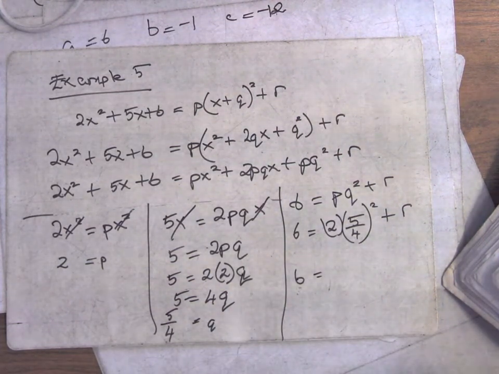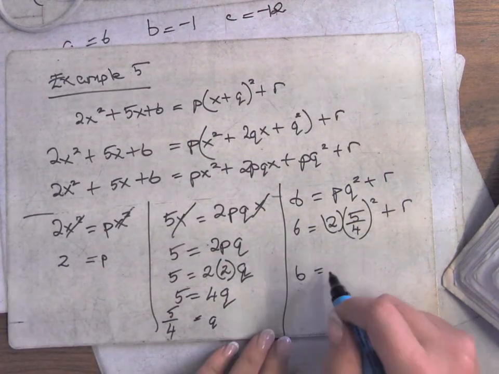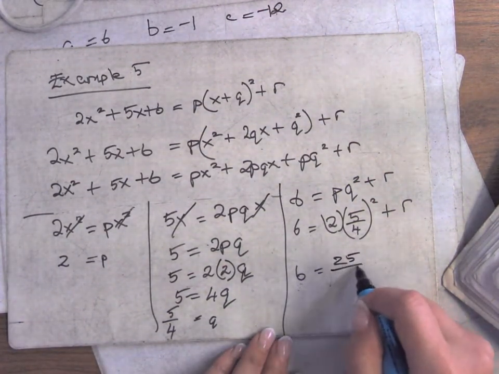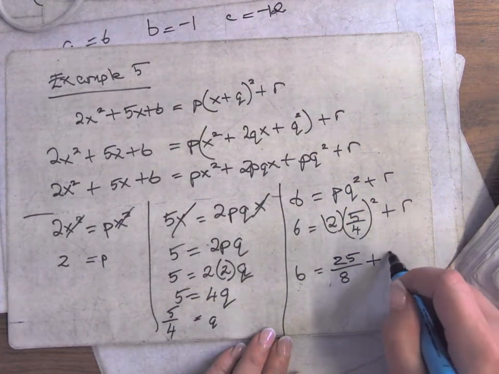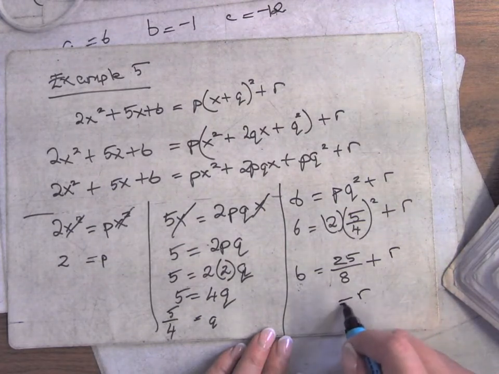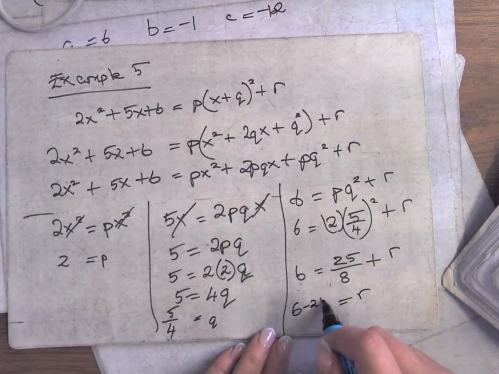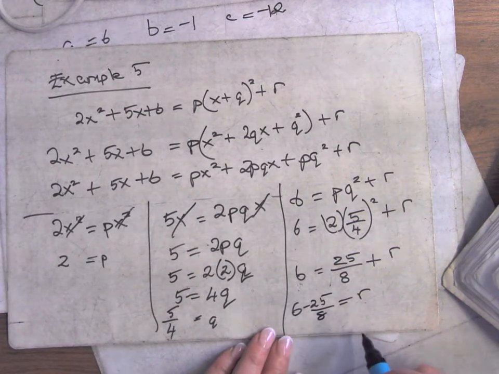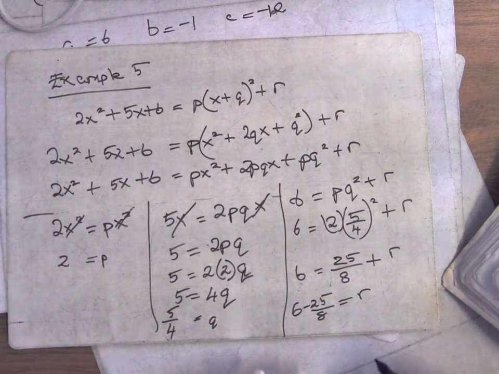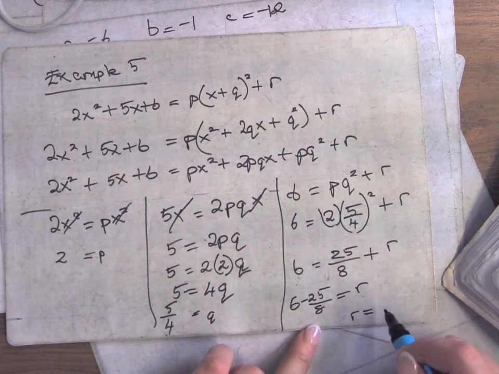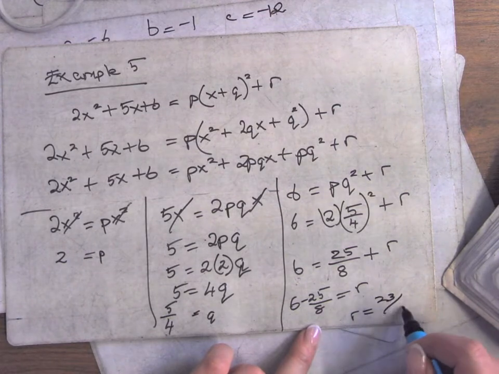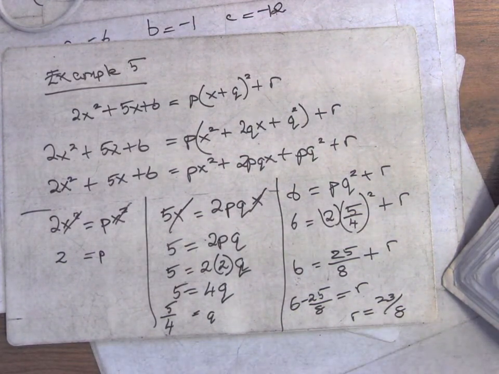Okay, that's 25 over 16 multiplied by 2 is 25 over 8, I think. So that means r is equal to 6 minus 25 over 8, which is 23 over 8. So r is 6 eighths, 48, take away 25 is 23, yeah, over 8. Is that okay? Everyone see where I got everything?